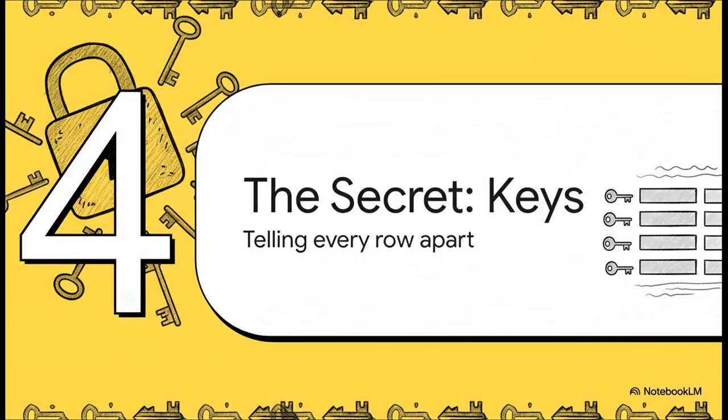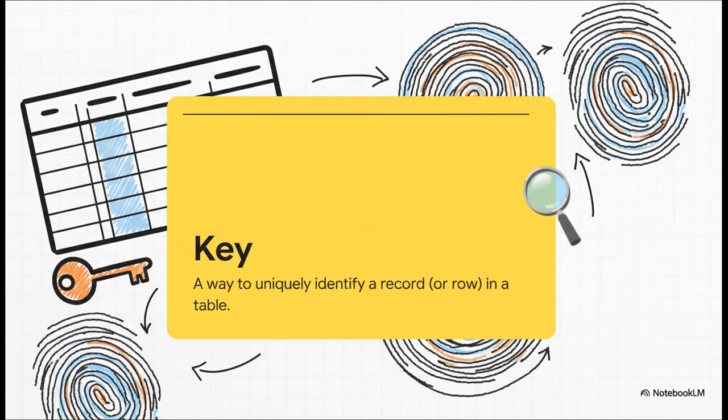And the solution to that whole uniqueness problem is actually really elegant and super powerful. It's a concept called keys. Keys are the secret weapon that let a database give every single row its own unique, undeniable identity. To put it simply, a key is just one or more columns in a table that, when you put them together, can guarantee you are pointing to exactly one row and no other. It's kind of like a fingerprint for each piece of your data.